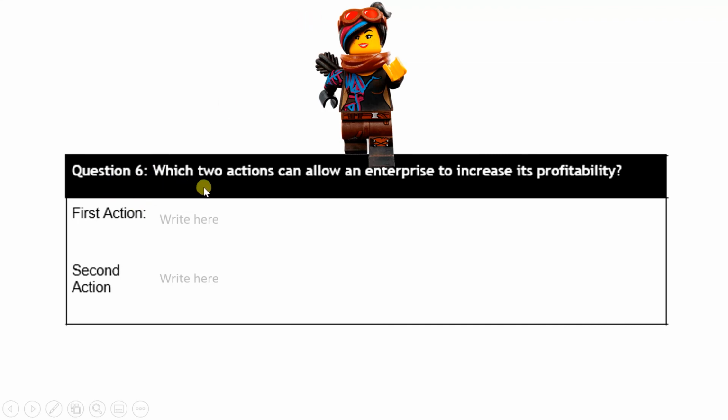Question 6 from Wildfire, the action figure. What 2 actions can allow an enterprise to increase its profitability? You write the answers in the first action box and in the second action box. So think about what we've covered so far in terms of, say, gross profit margin. What would you need to reduce to increase your gross profit? Have a think about that one.